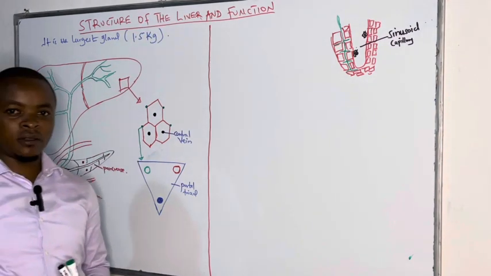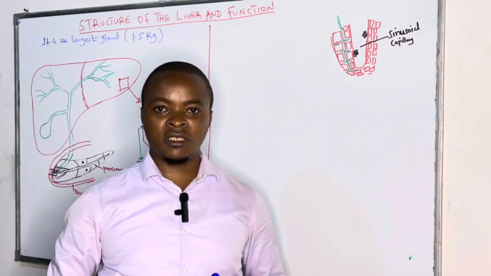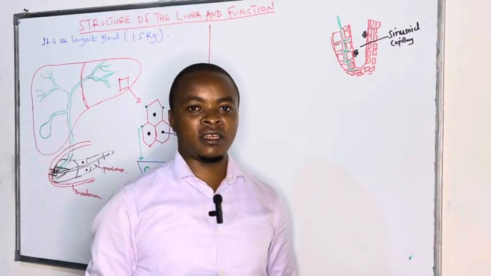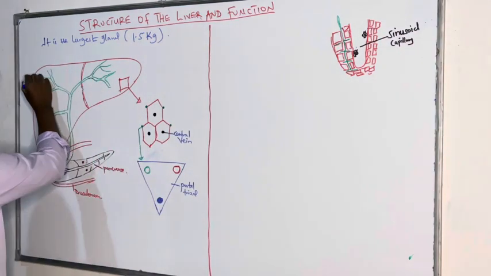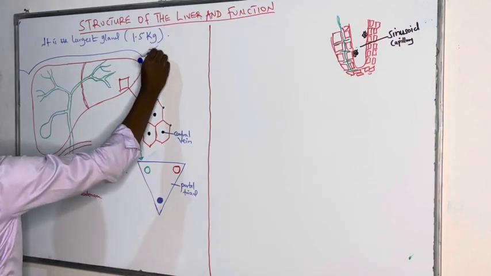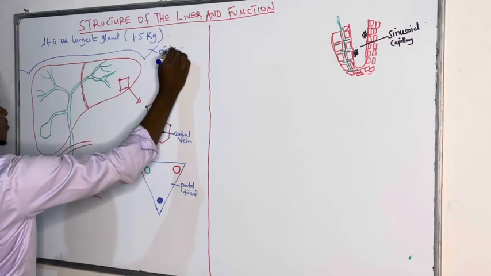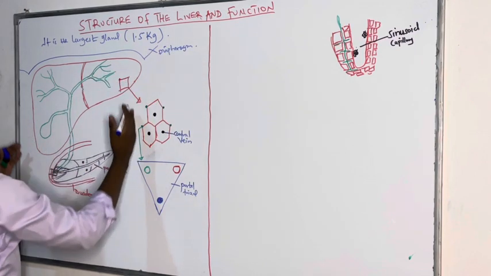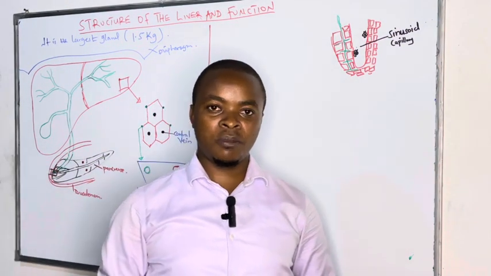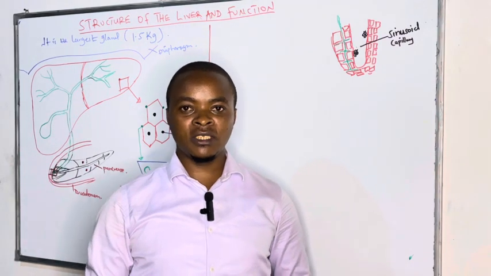And this liver is found in the upper hypochondriac region, that is the right hypochondriac region, and it is always inferior to the diaphragm. So we see it is surrounded by the diaphragm. This is the diaphragm, and it is the one protecting the liver, found in the right upper hypochondriac region of the abdominal cavity. So that is where the liver is found.